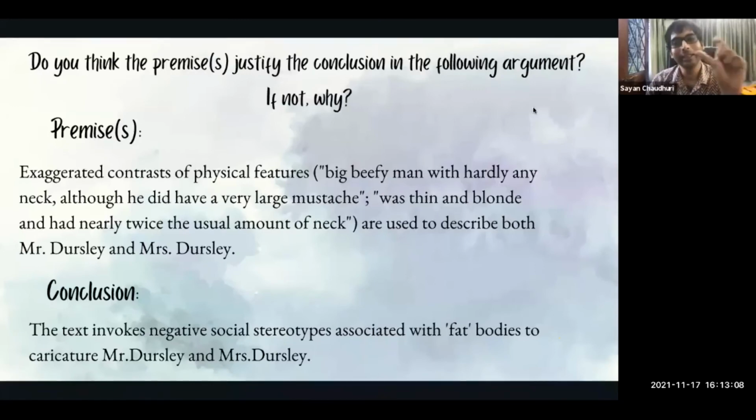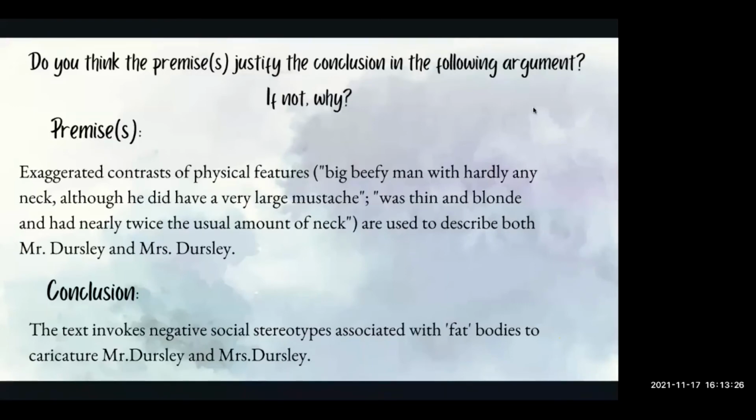So once you start looking closely, you realize, no, wait, Mr. Dursley and Mrs. Dursley are described a little differently. So it's not that they're fat shamed. If they are, it's not that they are negatively stereotyped as fat in the same way, because here, Mrs. Dursley is not really described as a fat body. Instead, what you see here is a contrast.